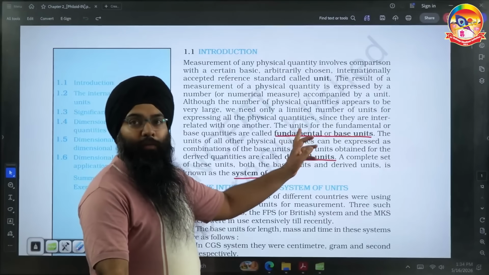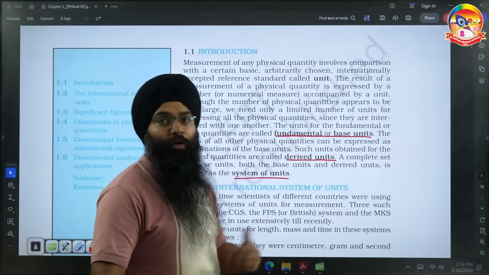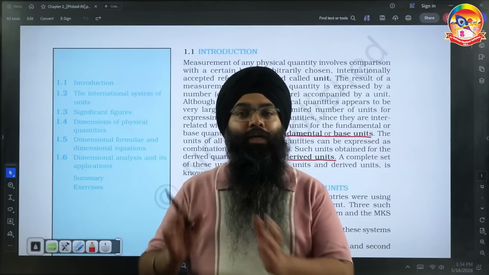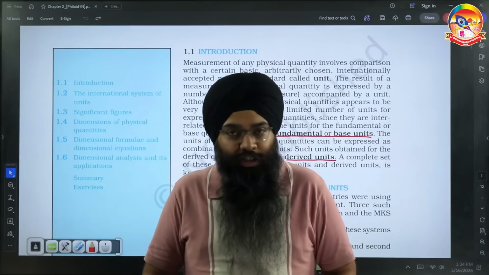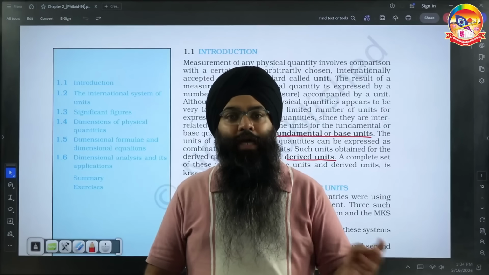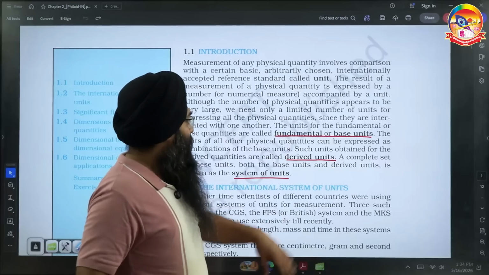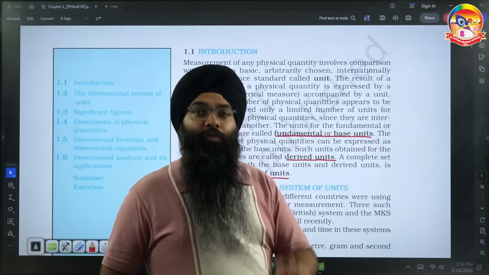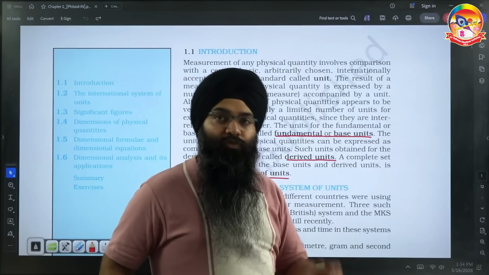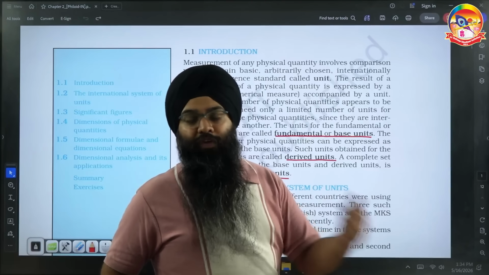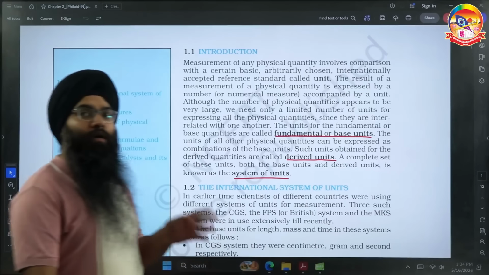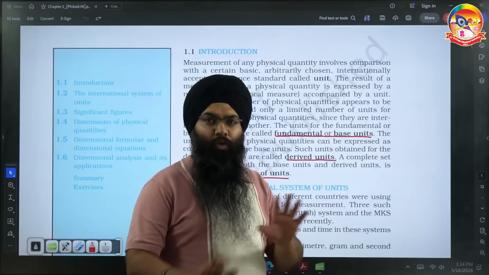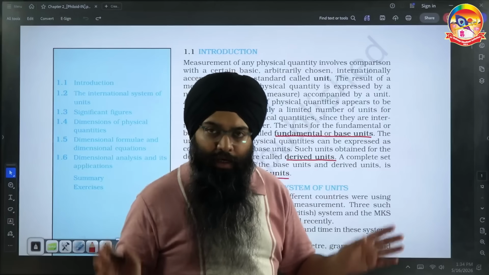Fundamental or base quantities are those quantities which do not depend on other quantities for their definition, like length, mass, time. All these are fundamental quantities. What are derived quantities? Derived quantities are the ones which depend on the fundamental quantities for their definition. So all the quantities other than the fundamental quantities are called derived quantities. I am explaining briefly, no need to write, just listen, just get the brief concept so that you can do the numericals.